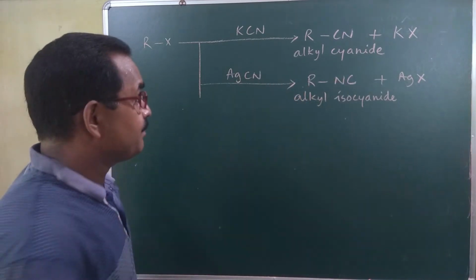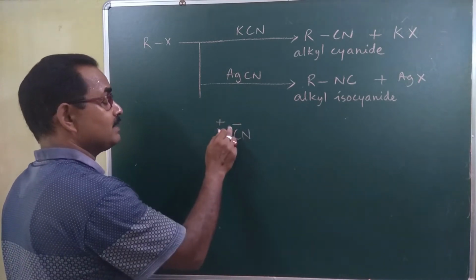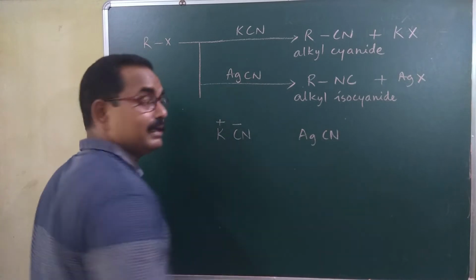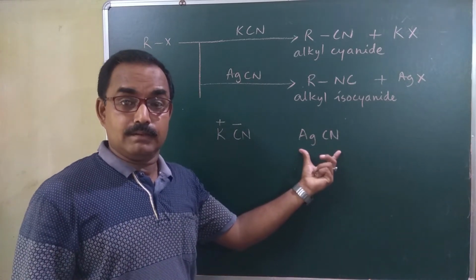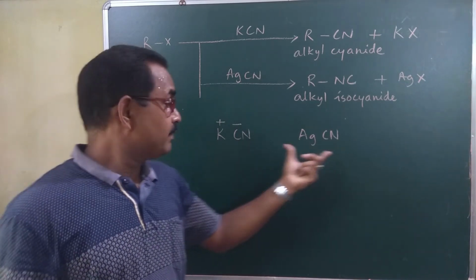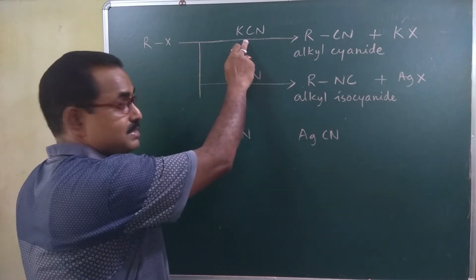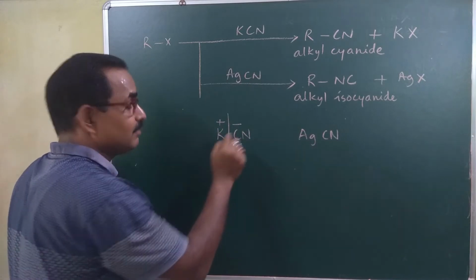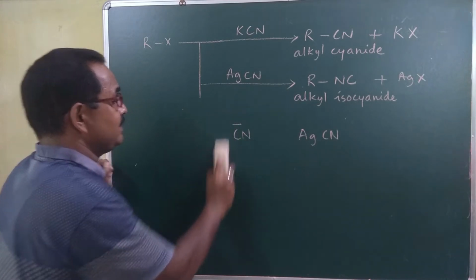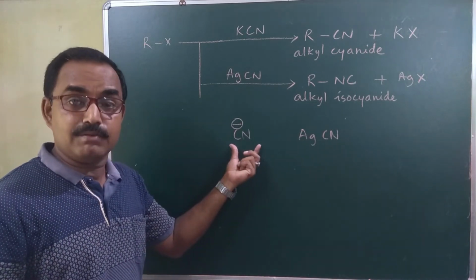Why does this happen? Because you see, potassium cyanide, you all know that it is an ionic compound, but silver cyanide has some covalent character, more covalent character compared to KCN. In silver cyanide we have more covalent character. So whenever we react alkyl halide with potassium cyanide, KCN undergoes ionization. As a result, free CN minus ion is produced. This is the attacking nucleophile.